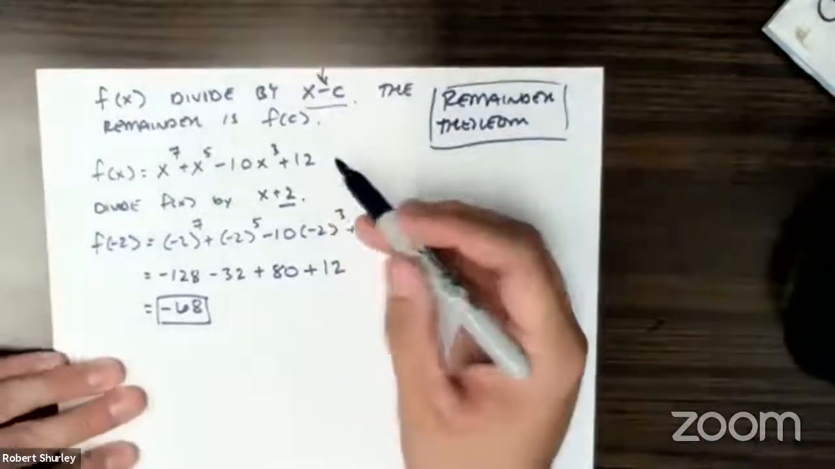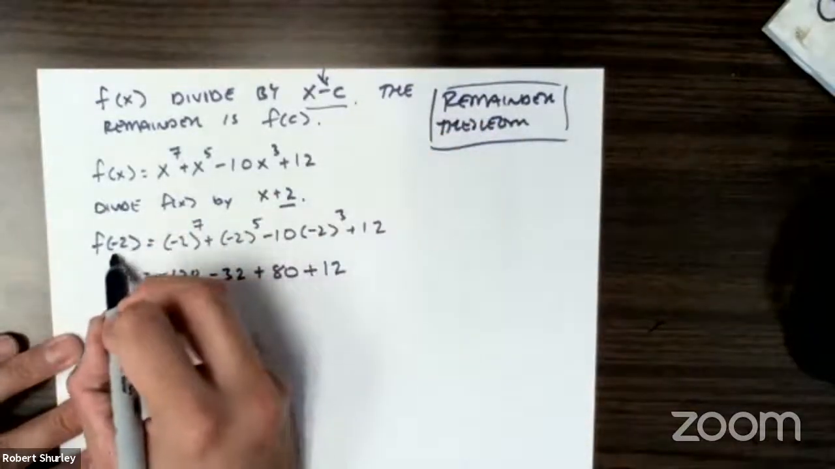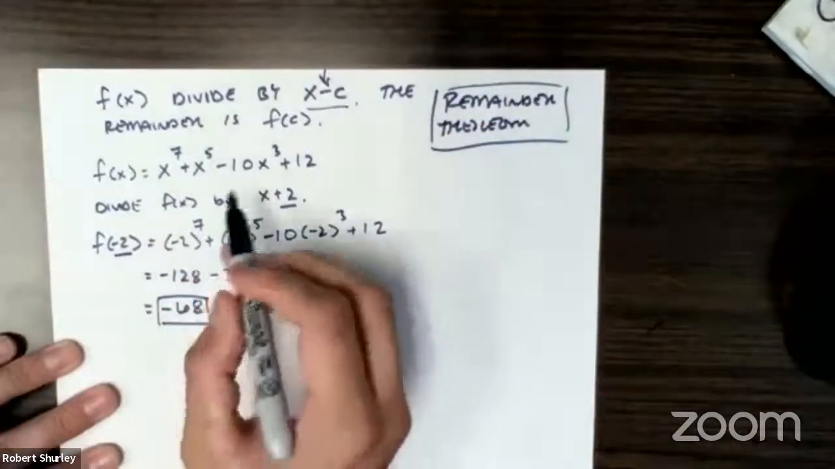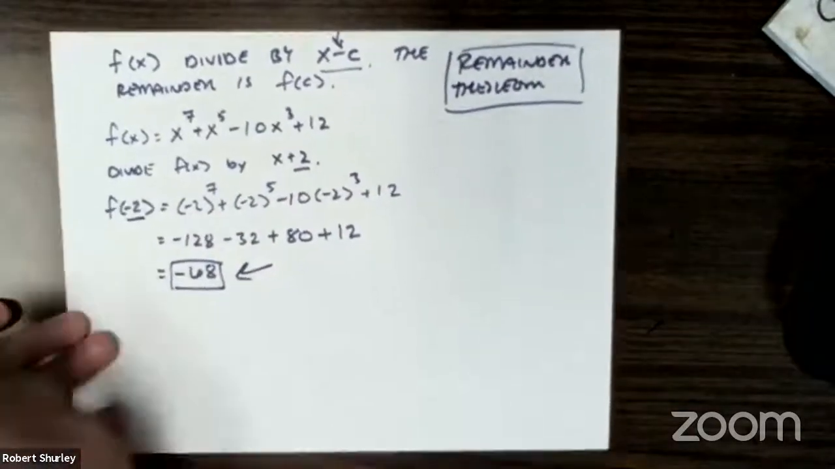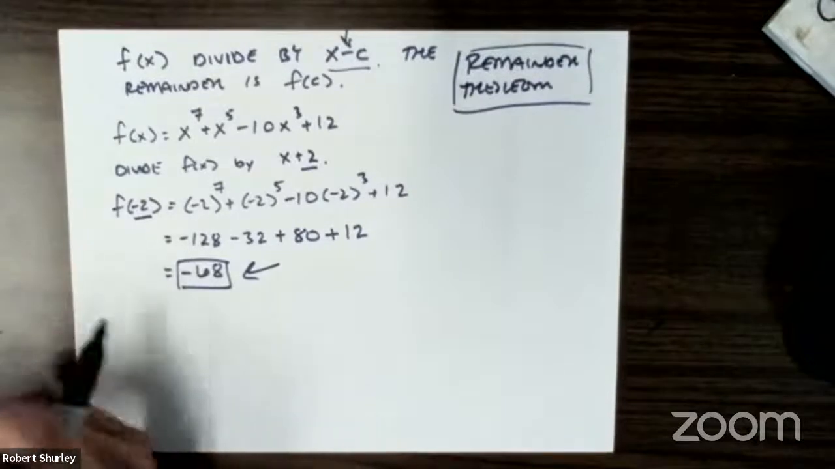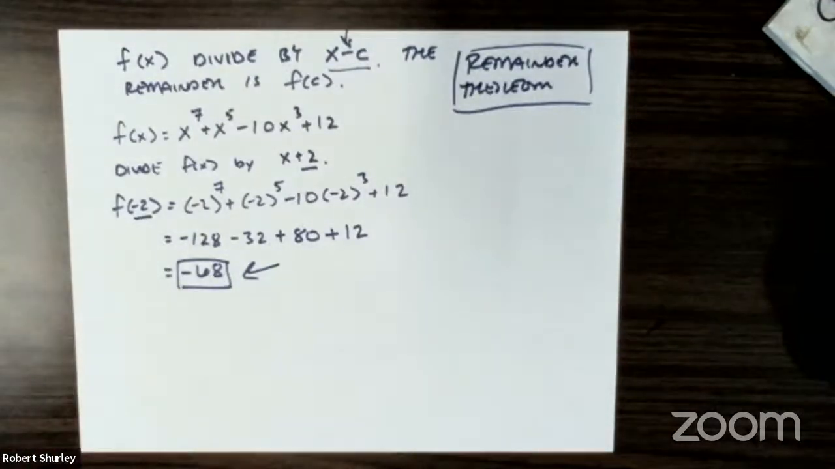Because really what this tells us is that negative 2 is not a solution of this polynomial, because we didn't get back 0, right? So it's not a solution of the polynomial. And that's where it can help us. If we got back 0, we know that negative 2 is in fact a solution.